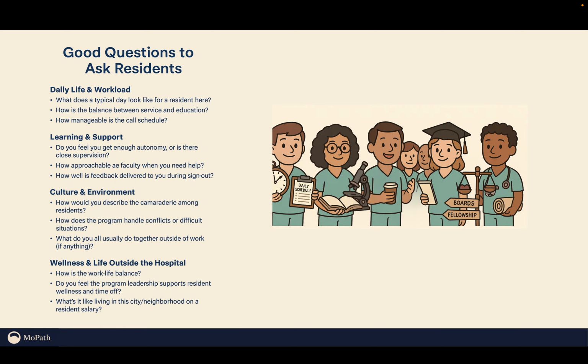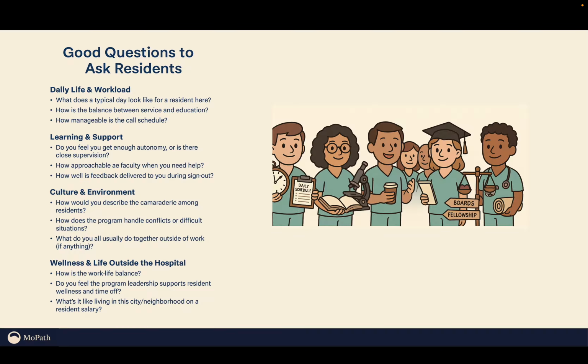Some questions you can ask: let's say about the work, about the call schedule. It's an important thing to know more about. Ask if the program offers good time, or a balance between service and education, the supervision, and as I said, the feedback from the faculty. Also about the culture in general, if the residents usually go out together or do anything together for fun.